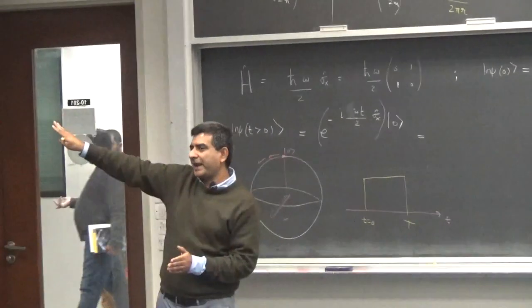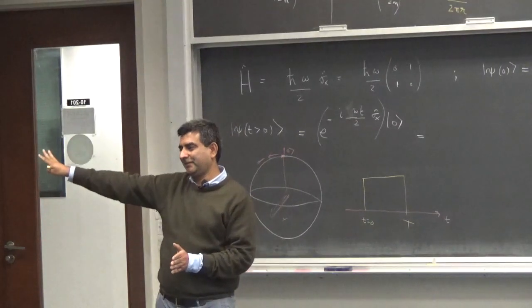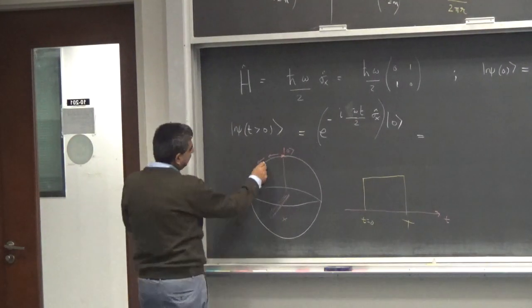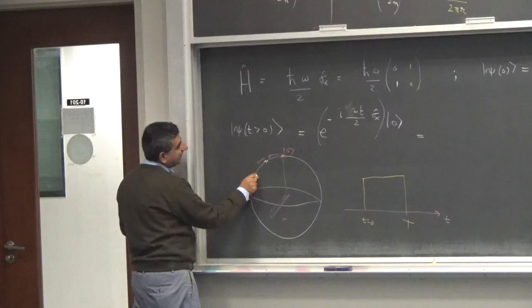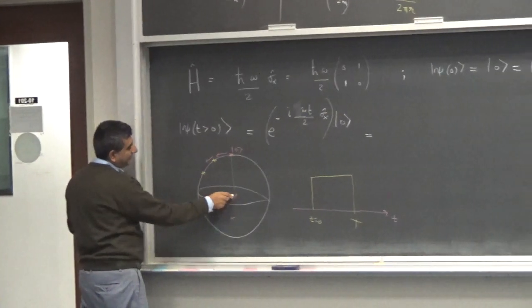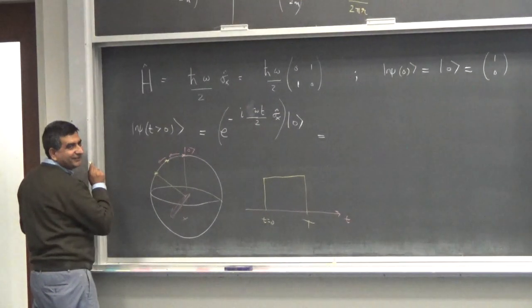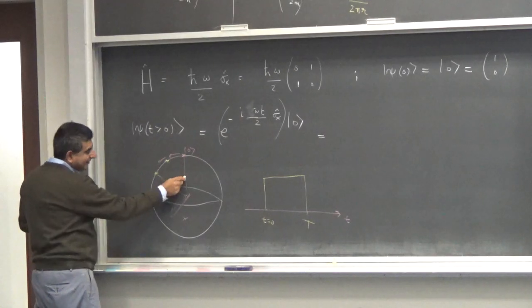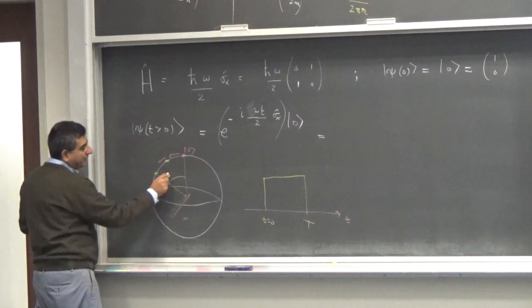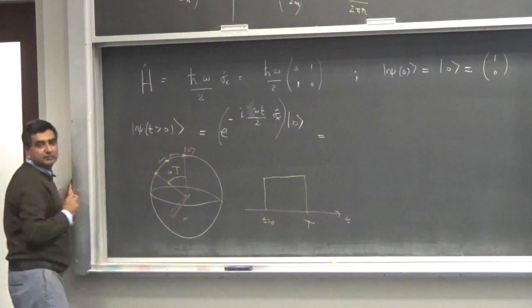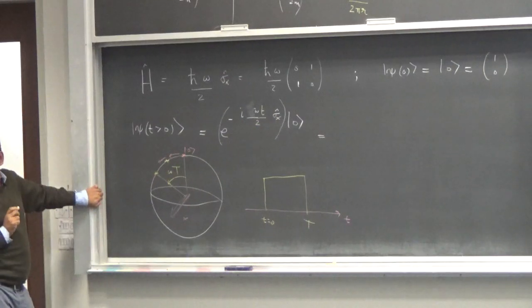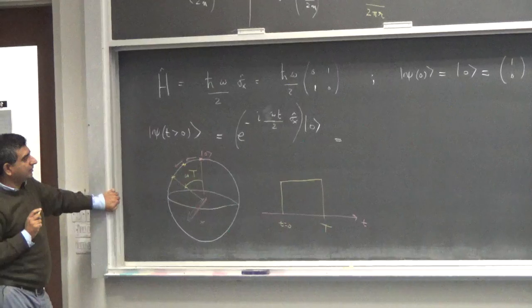And it depends upon what your end point is. It will end there. It's possible that it ends here. It's possible that it ends here. Anywhere, right? It can end anywhere. This angle will be omega capital T. Will it?